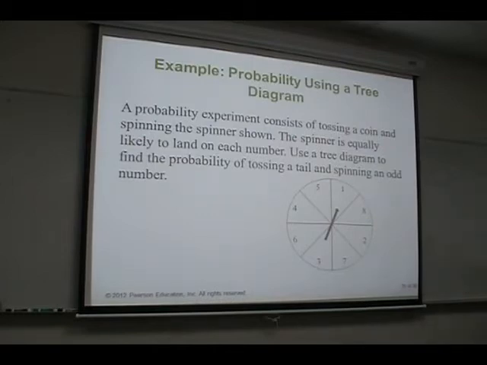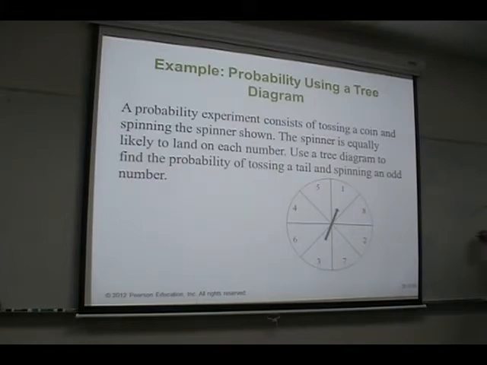Well, first of all, if we're tossing a coin, how many choices do we have? 2. Okay, so we have 2 choices for the coin. How many choices do we have on the spinner? 8. Now, on the spinner, there's 8 choices there.